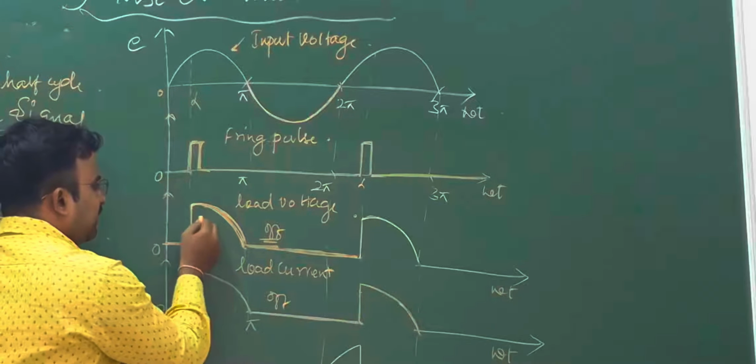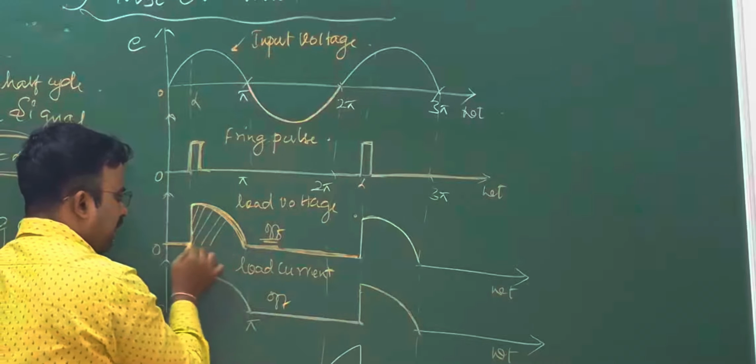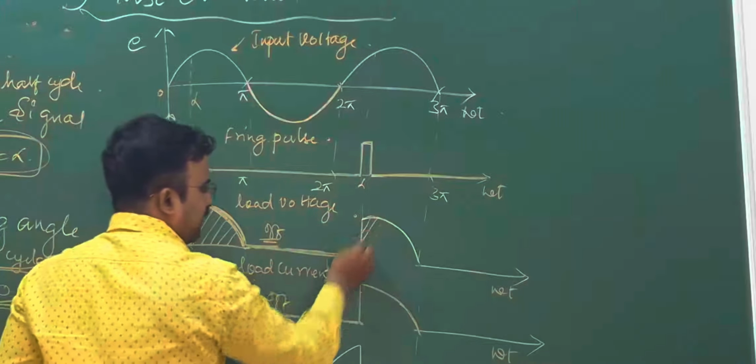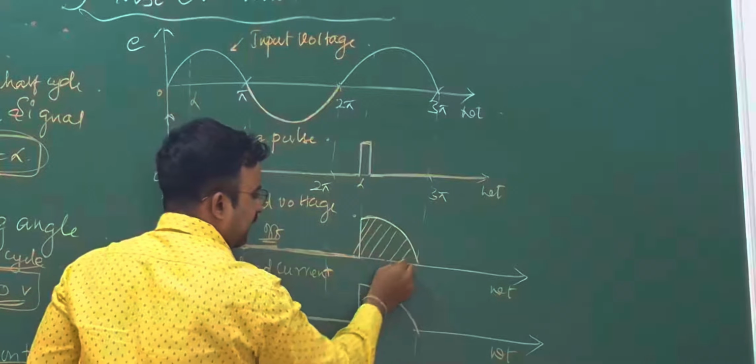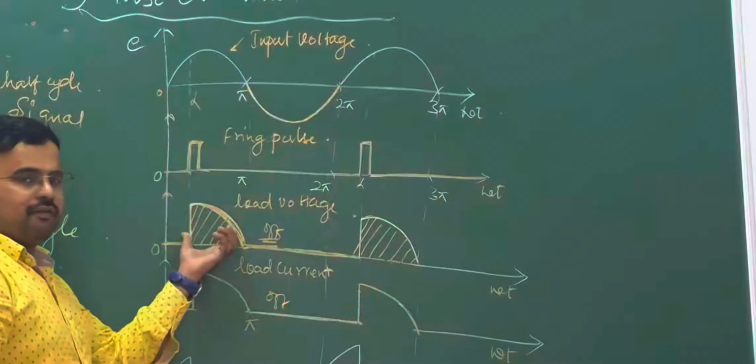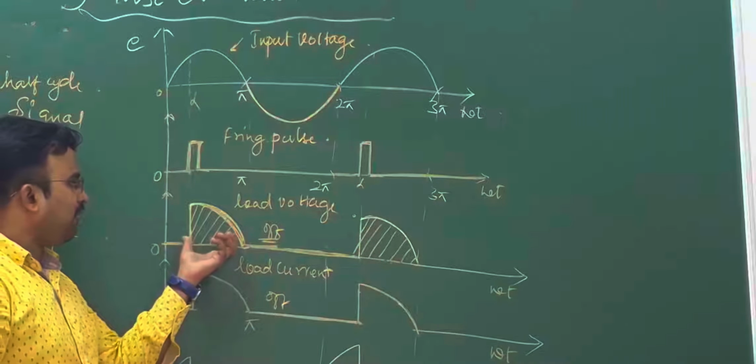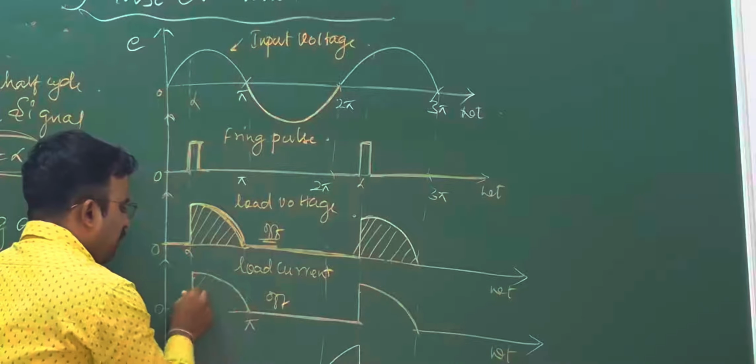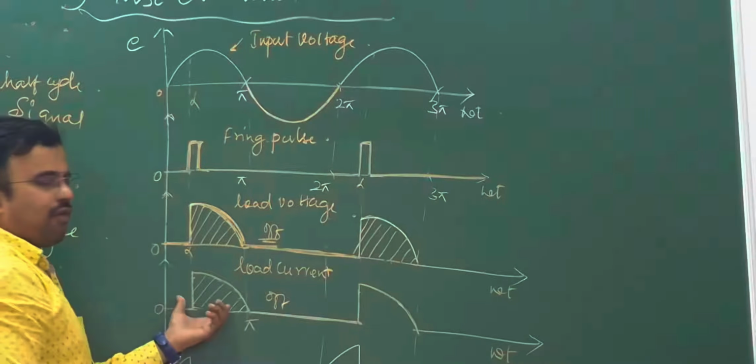And this hatched portion, what I am trying to write here, indicates that the device, the thyristor, will be turned on. So you can observe both the voltage as well as the current waveform across the load.